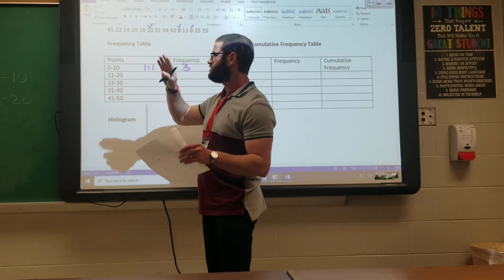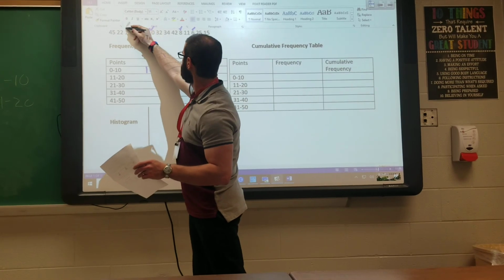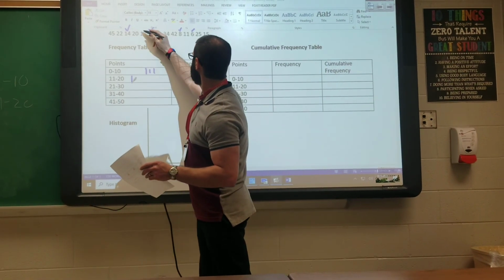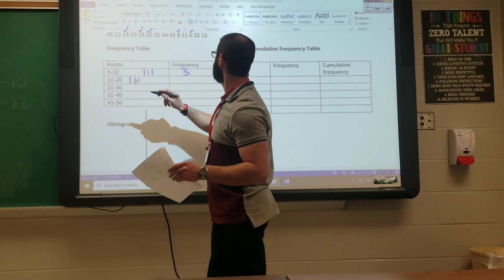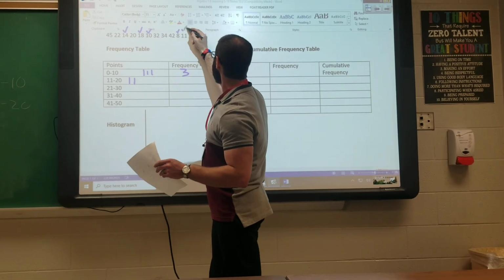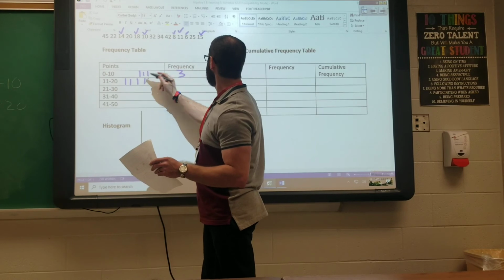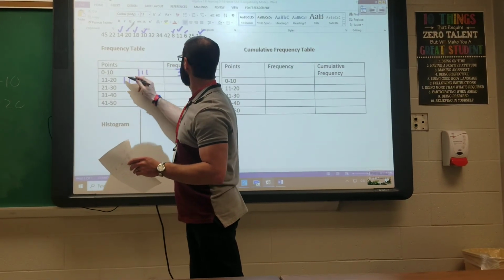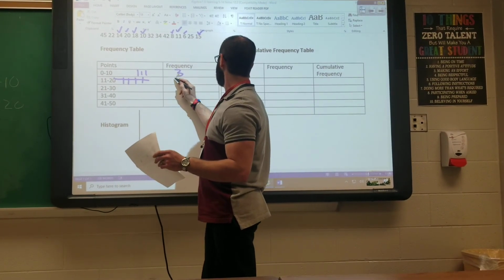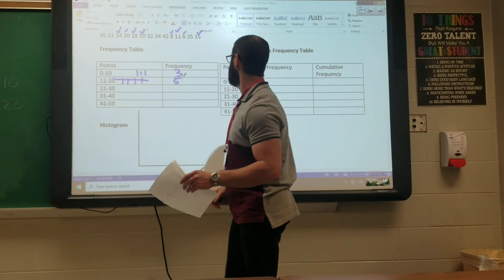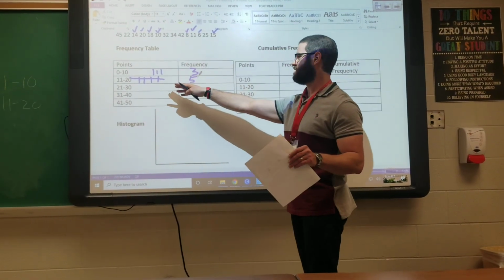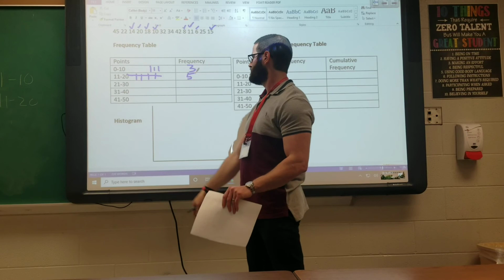11 to 20, looks for numbers 11 to 20. Let's see, 14. That's 11 to 20. 18, that also fits in that interval. 11, that fits in there. 15 also fits, and so does 20. So we actually have 5 point totals that are in that interval of 11 to 20.